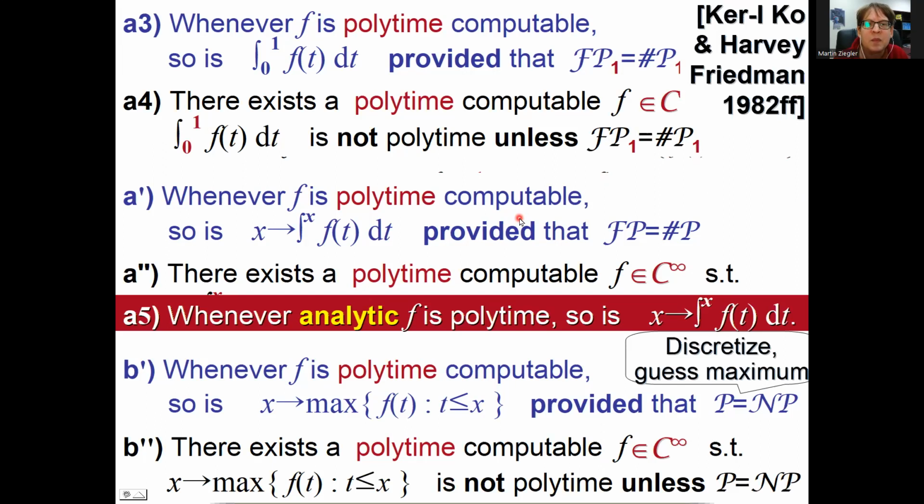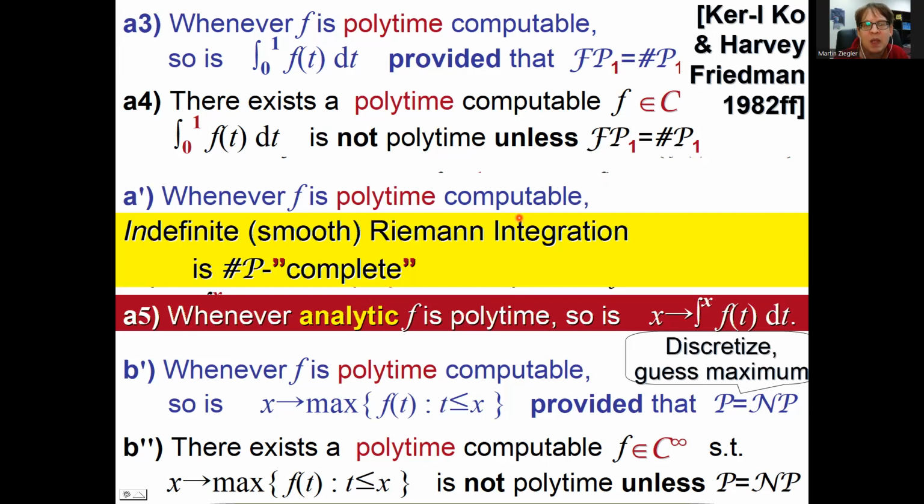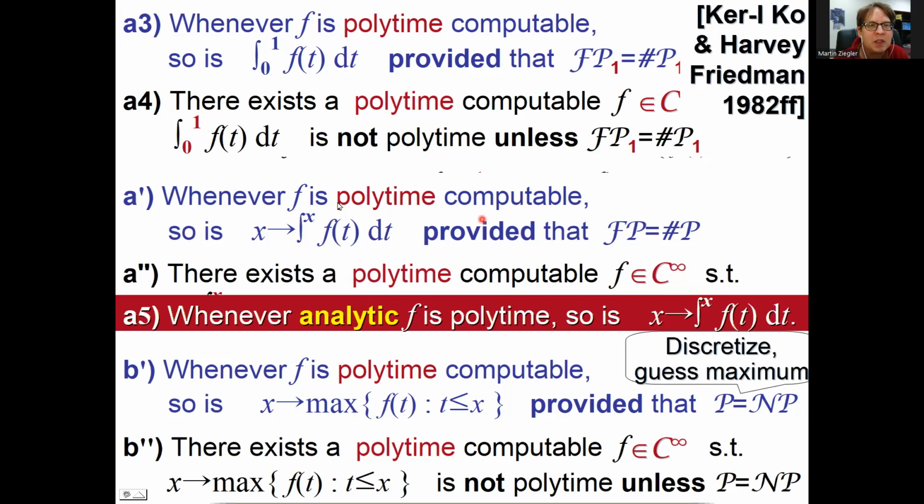These are results that were obtained by Ker-I Ko and Harvey Friedman since the 1980s, and they have spawned many more results. I'm going to report some more of this in the next slide. But to simplify notation, let's just combine these two claims. Whenever f is polynomial time computable, then also the indefinite integral is polynomial time computable, provided FP is equal to sharp P, and this is optimal.